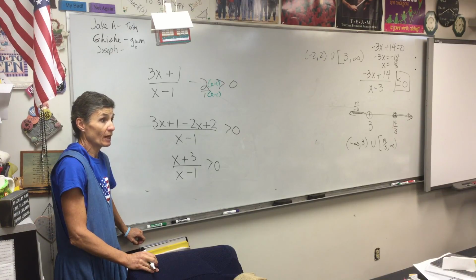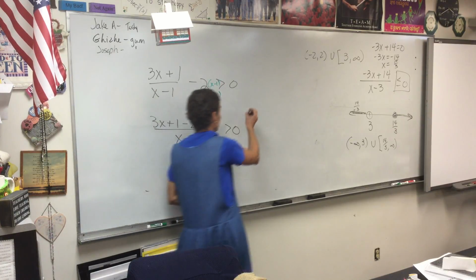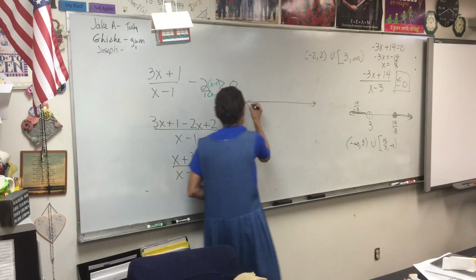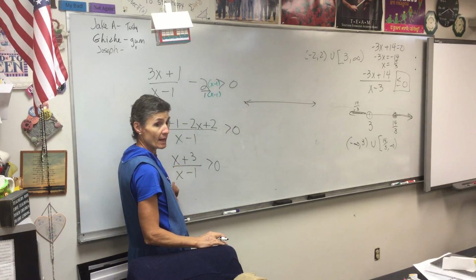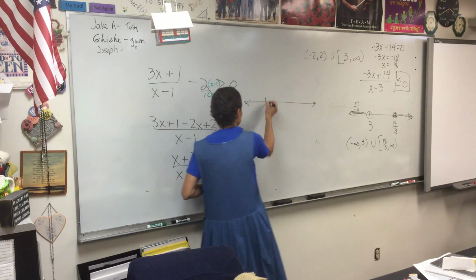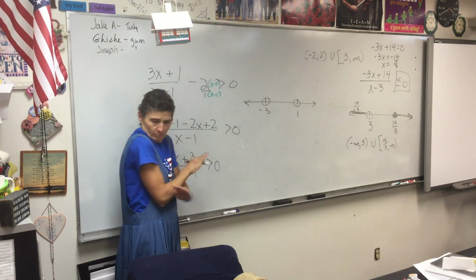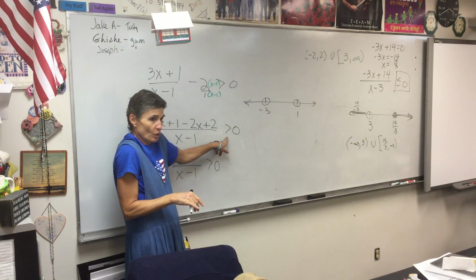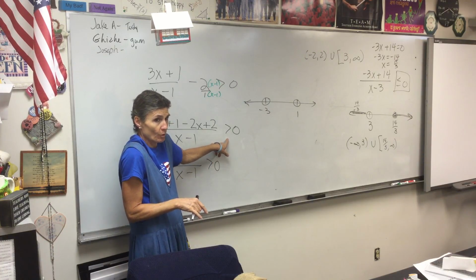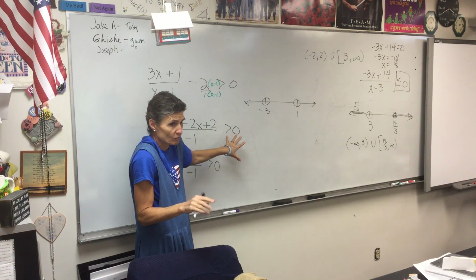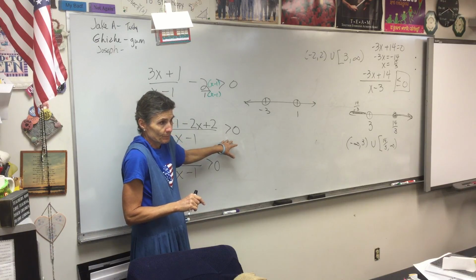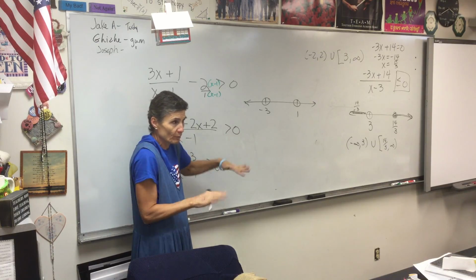This is easier than the last one. I can tell where the dots are. Where do the dots go on my number line? Negative 3 and positive 1. Anything colored in? No. Look what you don't have. There's nowhere equal to, so nothing gets colored in. Or equal to's are the only reason we color.